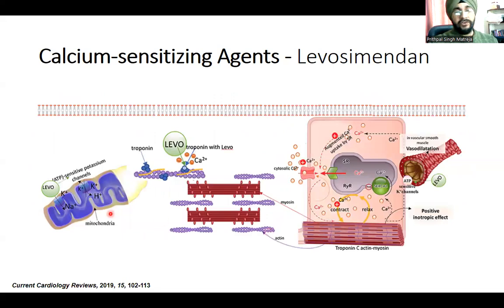The mechanism of action of levosimendan has been implicated, as we were talking about previously, that it tends to open the ATP sensitive potassium channels, and it also binds with the troponin by releasing the calcium, thereby increasing the relaxation.